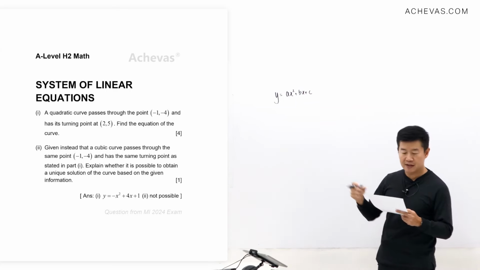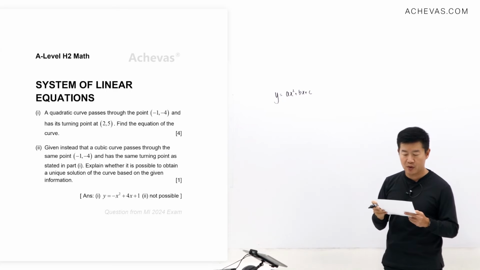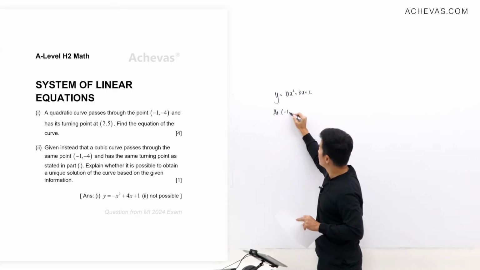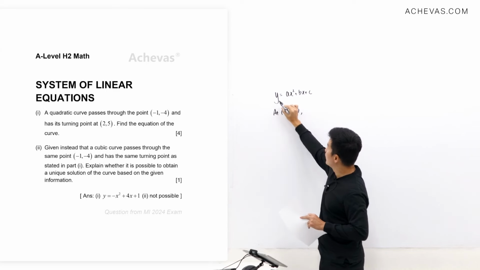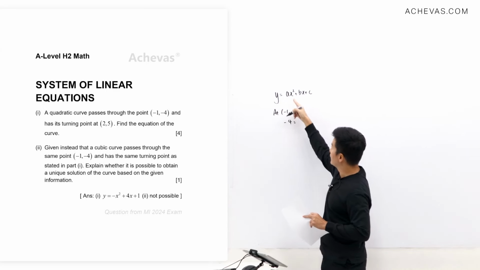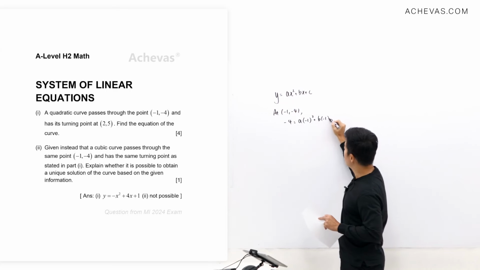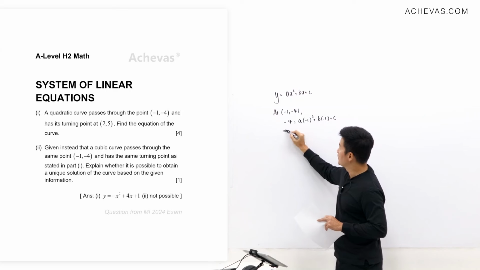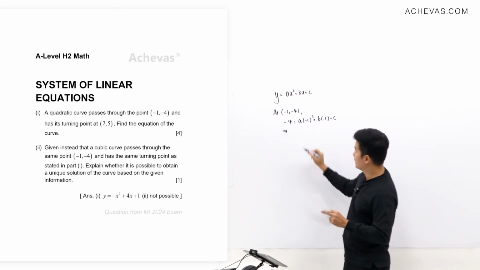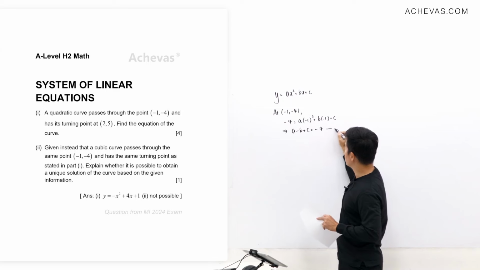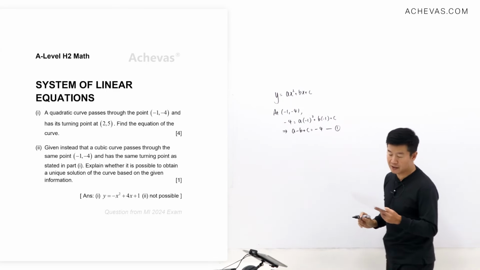To do that, we are going to make use of the first piece of information that is given to us, which is this curve is going to be passing through the point (-1, -4). So at (-1, -4), y is equal to -4 and x is equal to -1. So we have a(-1) squared plus b(-1) plus c. This will give us our first equation, and that is a minus b plus c equals -4, equation number 1.